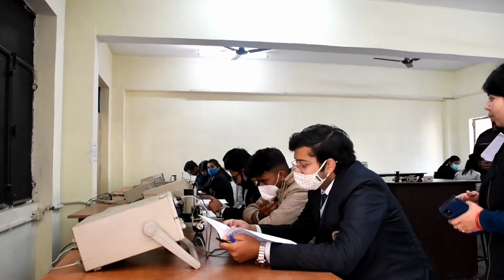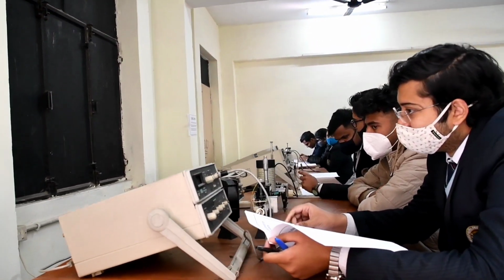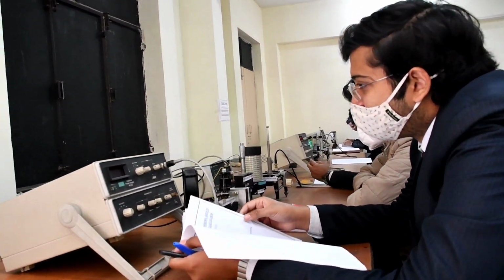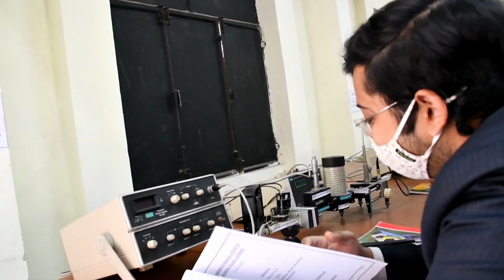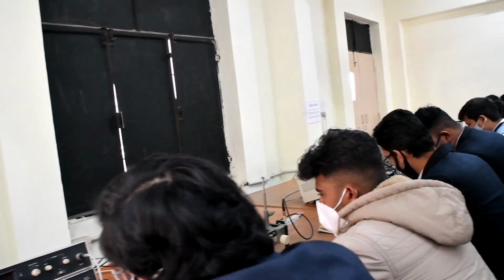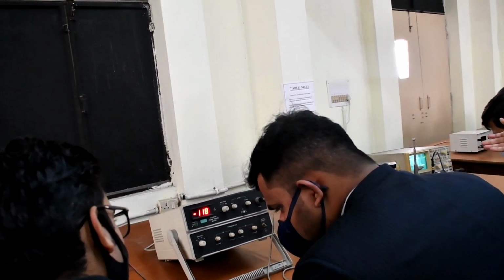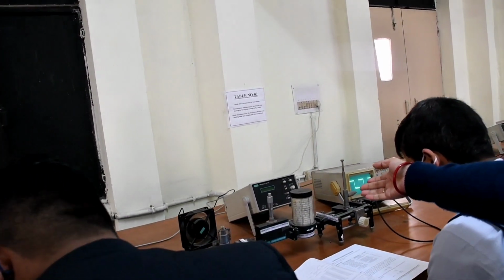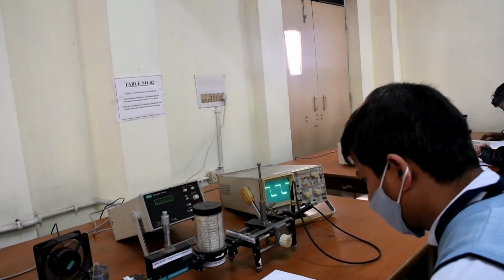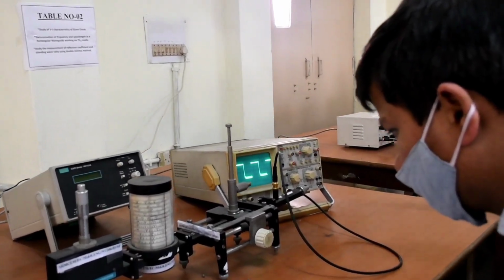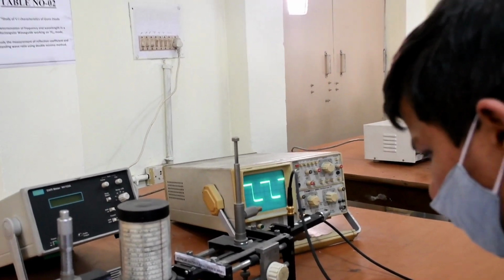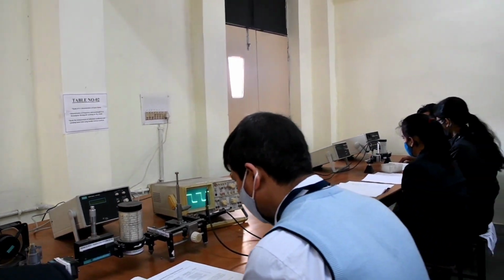This is the CRO, and this is the microwave test bench. It incorporates all the instruments involved in the experiment. Here is the slotted section tube you can see, then the isolator, the attenuator, the frequency meter, and finally the CRO over here, on which we see the waveforms.